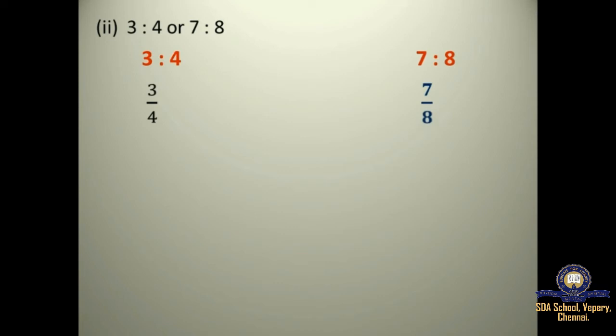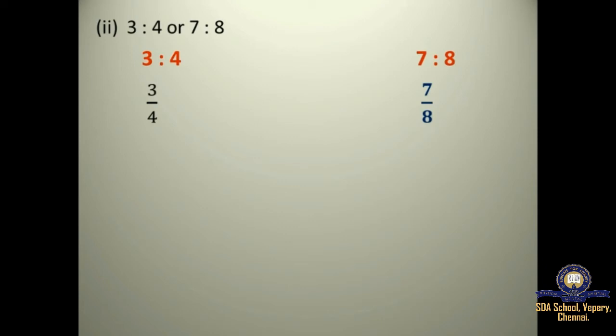Okay, we'll move to the second sum, that is 3 is to 4 or 7 is to 8. So what is the first step? You'll be representing it in fraction, that is 3 by 4 and 7 by 8. So in this you could see that 8 is greater in the denominator, right? So we'll keep it as it is, and we are going to change the fraction of 3 by 4 to an equivalent fraction. Okay, so in order to do this, we are going to find the lowest number that 4 goes into. Okay, so the number is 8.